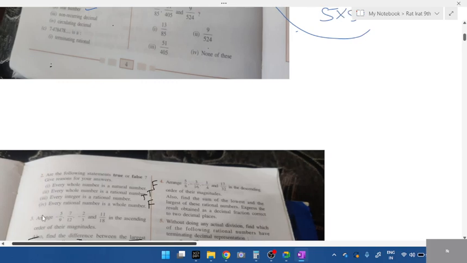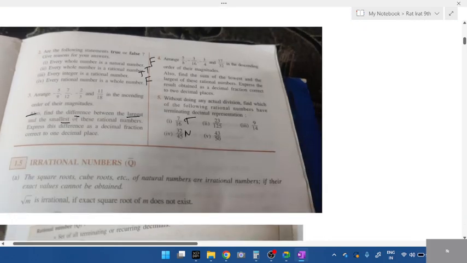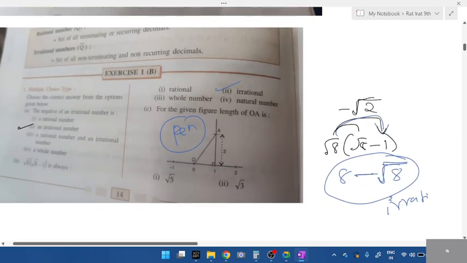All the revision is done. Any notes? Okay, all this I explained, students. You'll have the notes, right? What is recurring, periodic, arranging in ascending order. Remember LCM, arranging in ascending order, right?